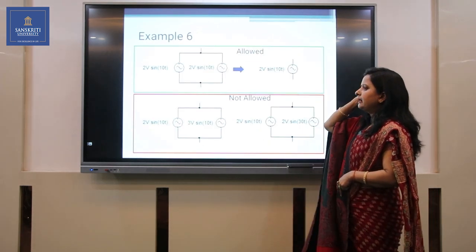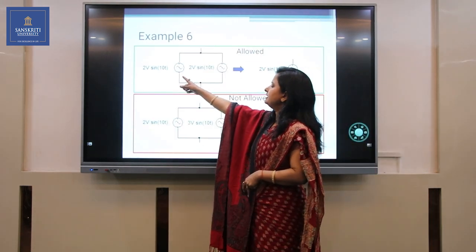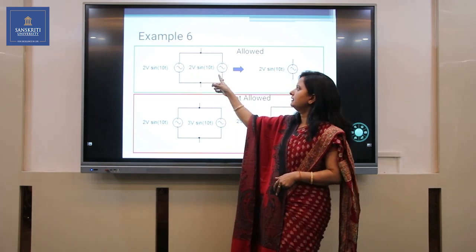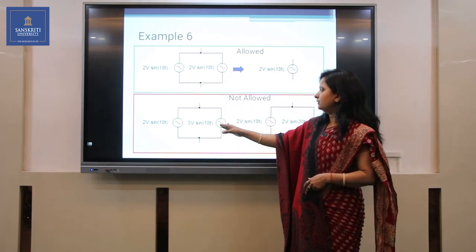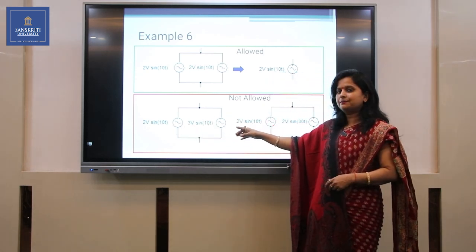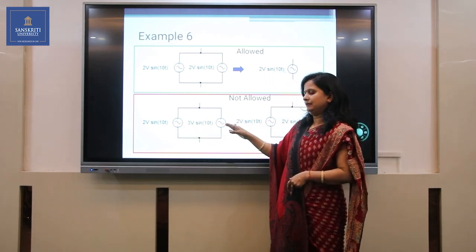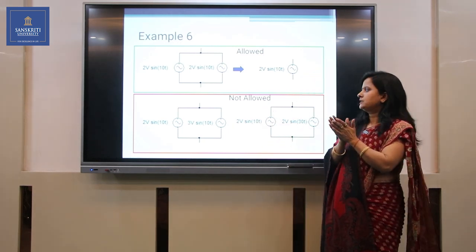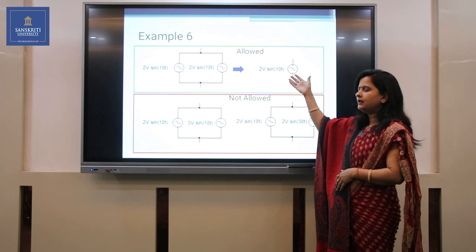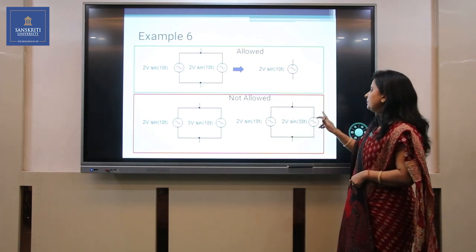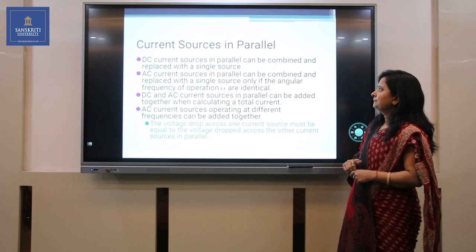Next, if we have an AC source 2V sine 10t, it can be connected in parallel with 2V sine 10t. But a voltage source of 2V sine 10t cannot be connected in parallel with 3V sine 10t. Right? So voltage sources with the same magnitude and same frequency can be connected in parallel, but different frequency, different magnitude voltage sources cannot be connected in a parallel circuit.